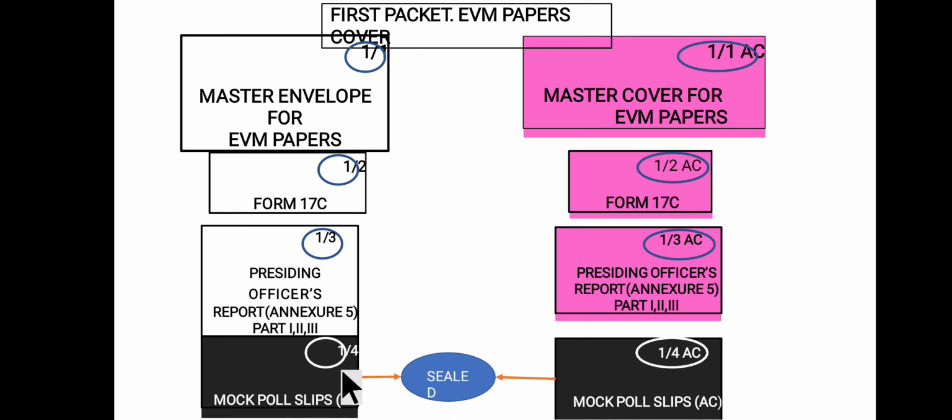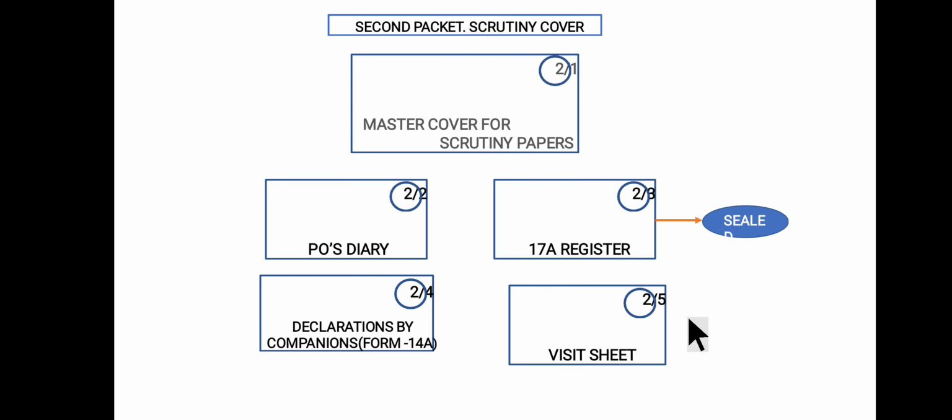Now we need to submit the mock poll slips regarding parliamentary constituency. The same thing is followed for assembly constituency. Now let's go to the second packet, which is nothing but a scrutiny cover. So master cover for scrutiny papers, followed by PO's diary, followed by declaration of our companions form 14A. Then the same thing is for 2 by 3, 17A register and visit sheet. And all these should be sealed properly.